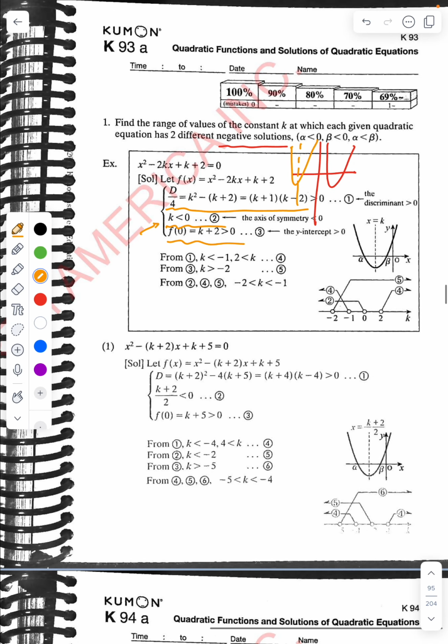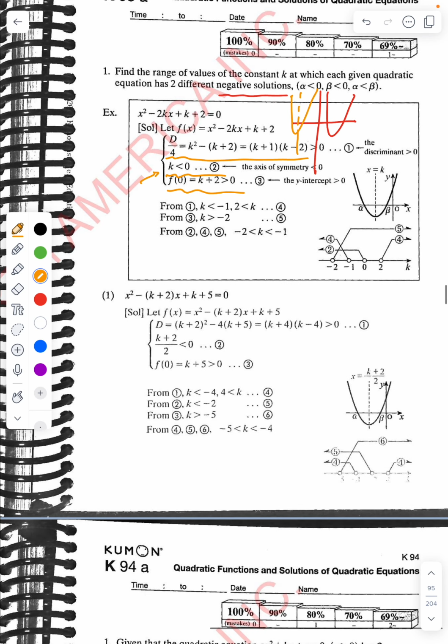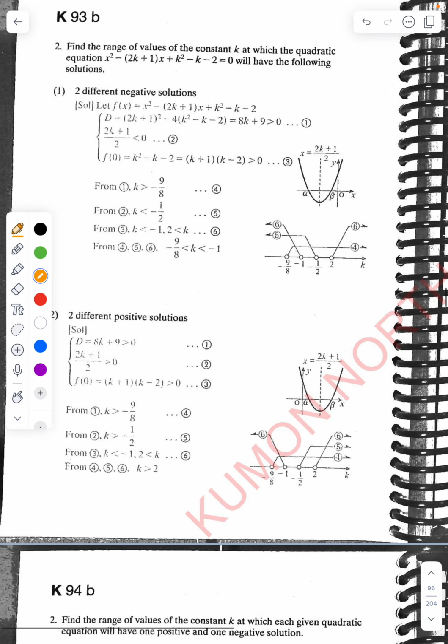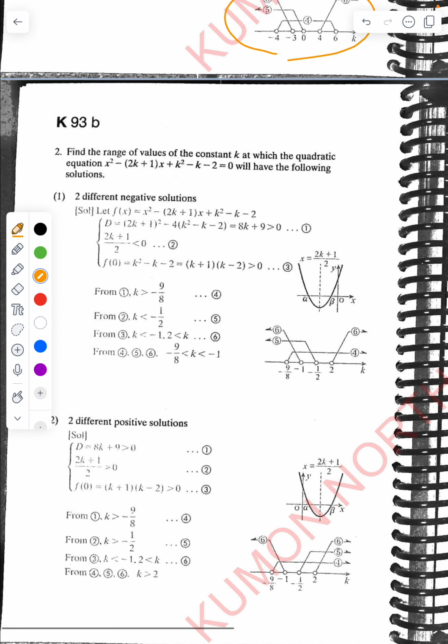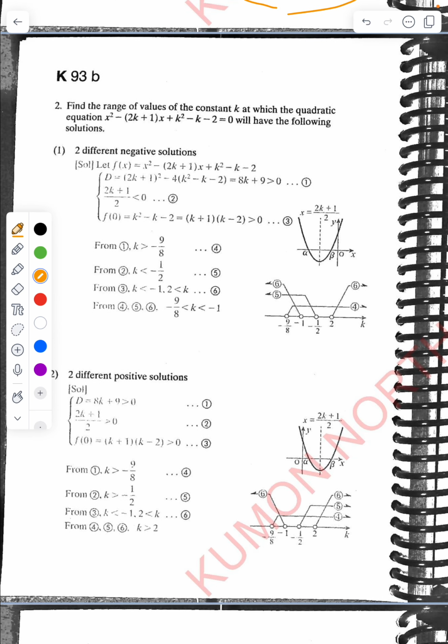So why don't we just pause the video over here, try question number 1, and turn to question number 2 on page 93B as well, and try it out. Based on the solution manual, it should give you the step-by-step, and you just have to combine all the answers together. Okay, hopefully this video helps.